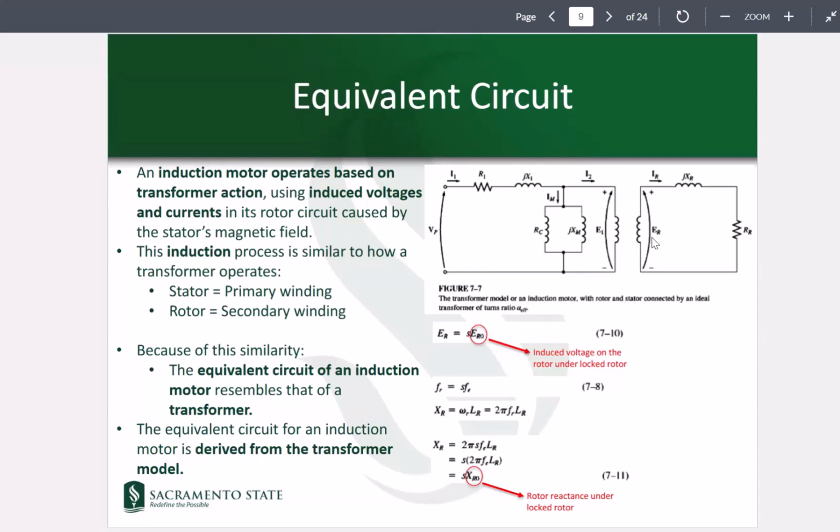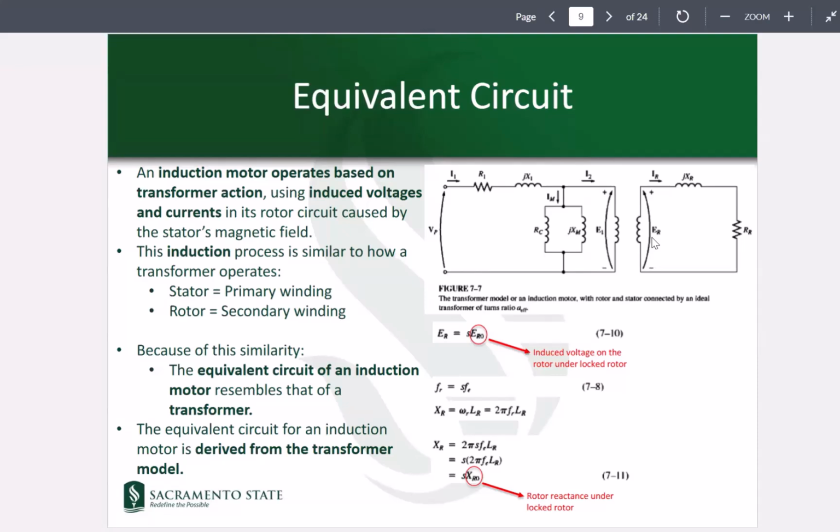ER, the voltage induced on the rotor, can be represented with respect to the voltage under locked rotor conditions. If you lock the rotor and call the voltage induced on the rotor ER0, then with respect to that ER0, ER can be defined as S times ER0. If S is 1, locked rotor conditions, ER0 would be the same as ER. If S is 0, then ER would be 0, which makes sense. And keep in mind that FR is also equal to S times FE. FR is the frequency of the current flowing on the rotor side.